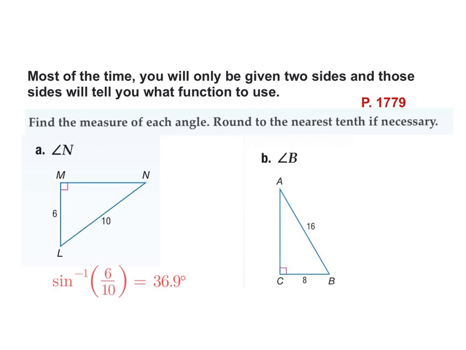Now, for B, we're talking about this angle here. The sides that we have, first of all, we have the hypotenuse. What is 8? Adjacent side. So which function are we talking about? Cosine. So I should have the inverse cosine, 8 over 16. That should have been 60 degrees. How many had that? Okay, that's what we're doing today. Any questions?